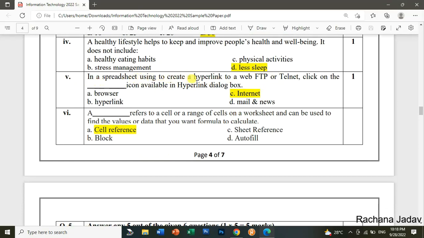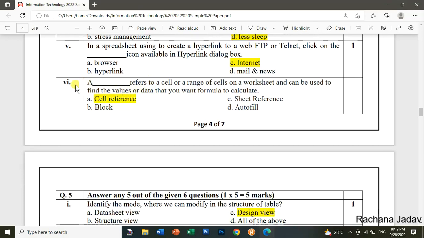In a spreadsheet, to create a hyperlink to a web, FTP or telnet, click on the dash icon available in the hyperlink dialog box. So you will click on internet. यानी आपको जो एक अर्थ जैसा दिखता है, in that when you will click, so that is called internet over there, globe जैसा.